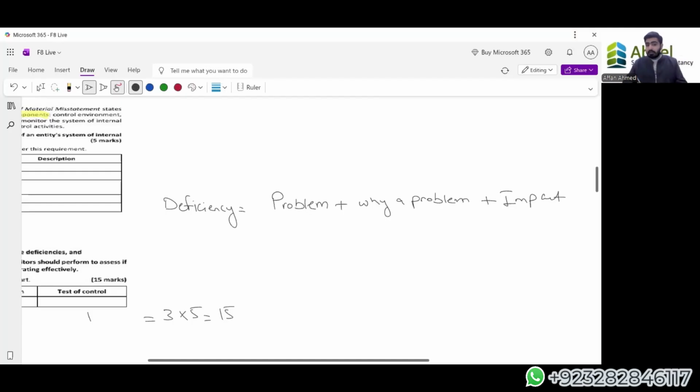So writing the impact is of immense importance. This will gain you 1 mark. A good deficiency has a problem statement. Then why is it a problem? Explain that, and then what will be the impact of the problem that we are seeing. Next step is your particular recommendation.